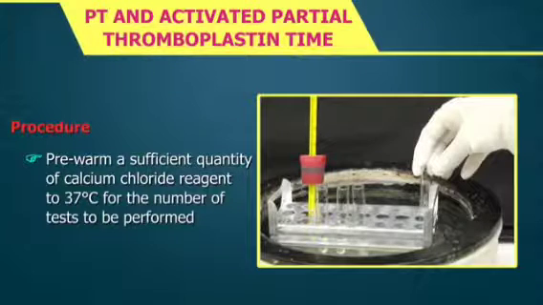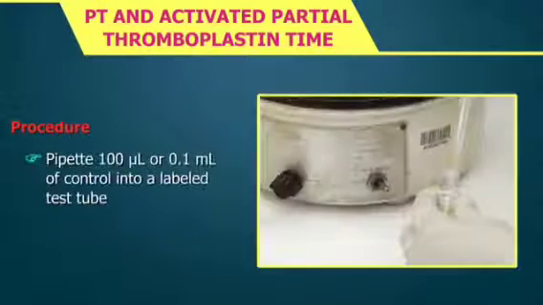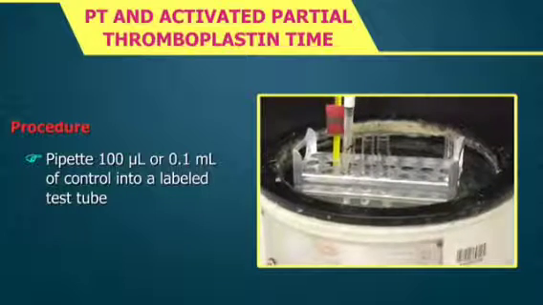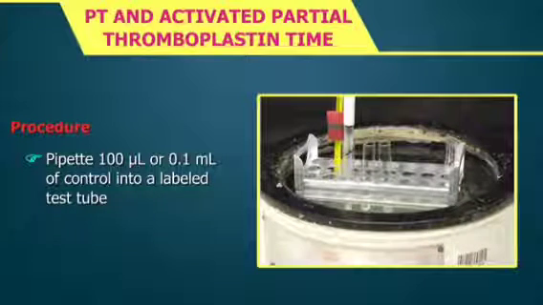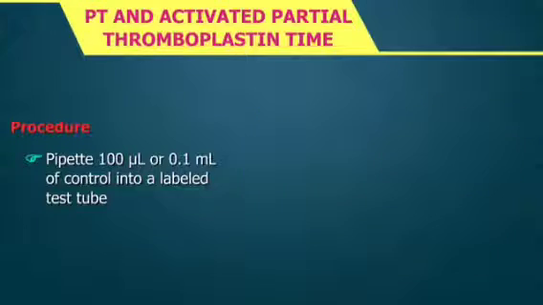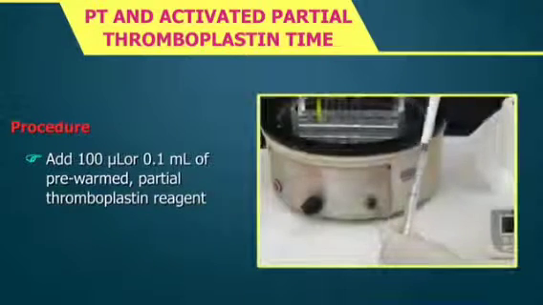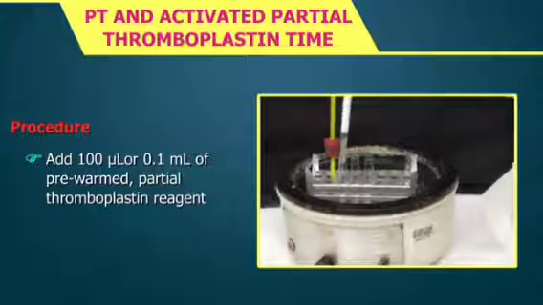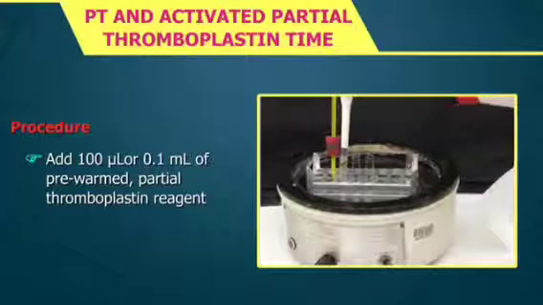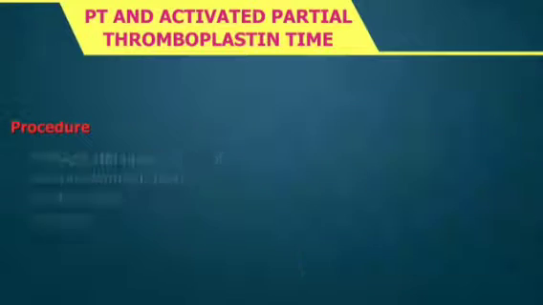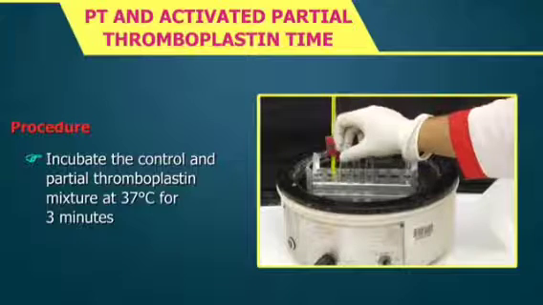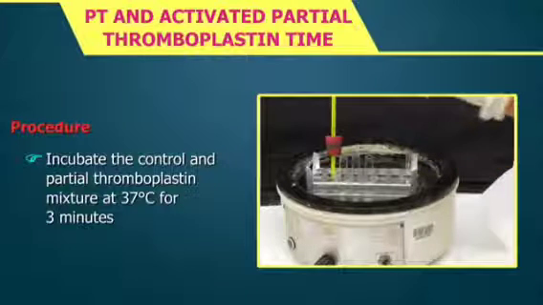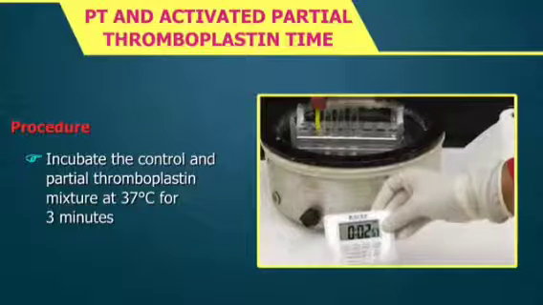2. Pipette 100 microliters or 0.1 ml of control into a labeled test tube. 3. Into the test tube, add 100 microliters or 0.1 ml of pre-warmed partial thromboplastin reagent. 4. Incubate the control and the partial thromboplastin mixture at 37 degrees Celsius for 3 minutes.